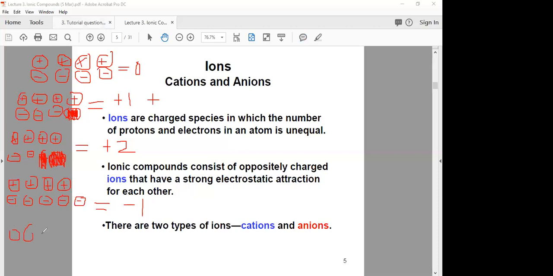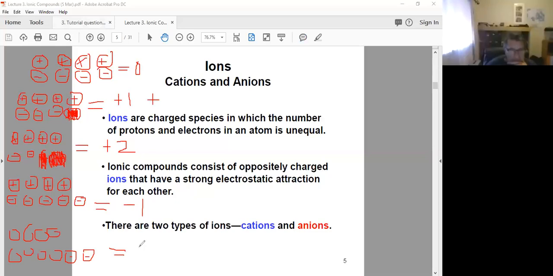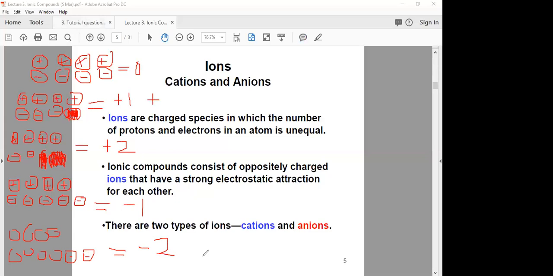Same thing again. 4 protons. And now this atom is picking up 2 additional electrons. Overall charge would be? -2. Excellent. Everyone see that? Everyone follow that? Elizabeth? Yep, all good.